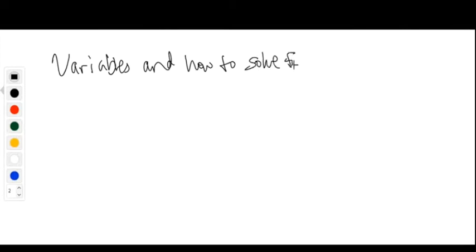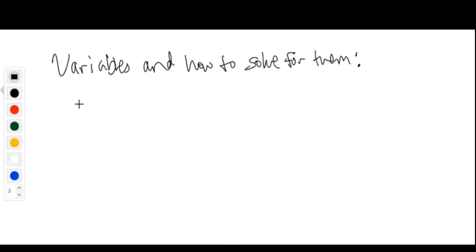Hello, my name is Gabby, and we're going to be discussing a topic in Algebra 1, solving for the variable. So, everything today is about variables and how to solve for them.